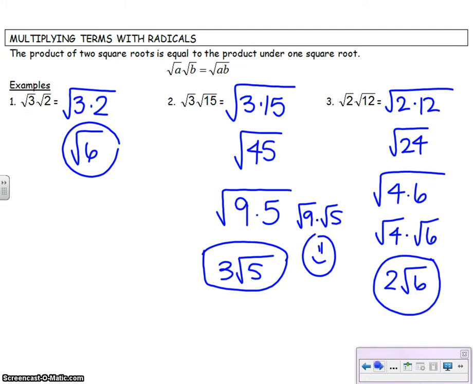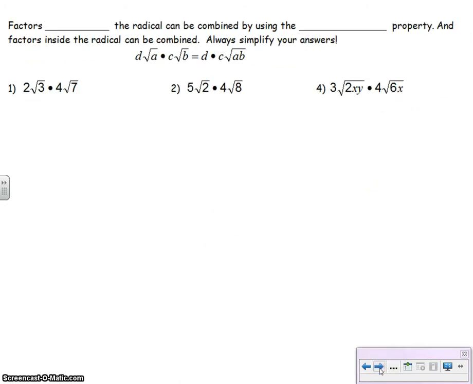And the last thing we're going to talk about is going to be what happens when we're doing some more multiplication. You can fill in those blanks if you would like. I think it's easiest if we have d square root of a times c square root of b, that's the same as d times c times the square root of a times b. So basically we're multiplying the outsides, multiplying the insides.